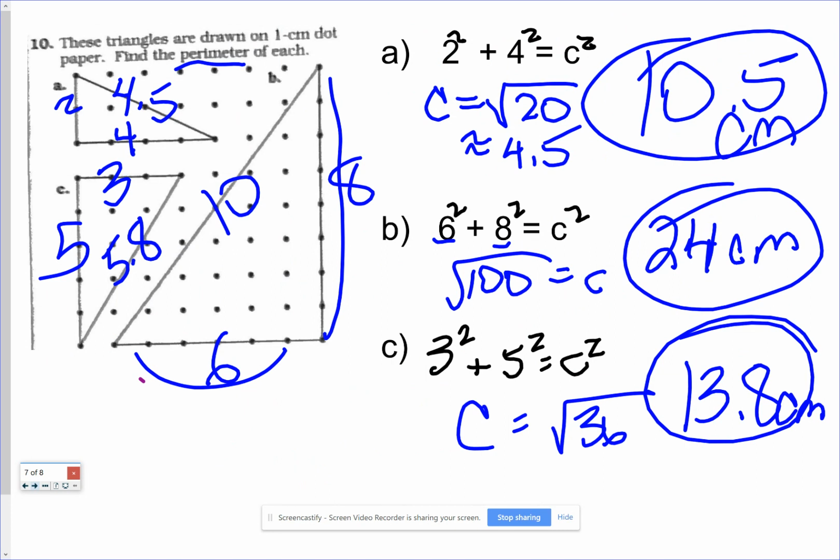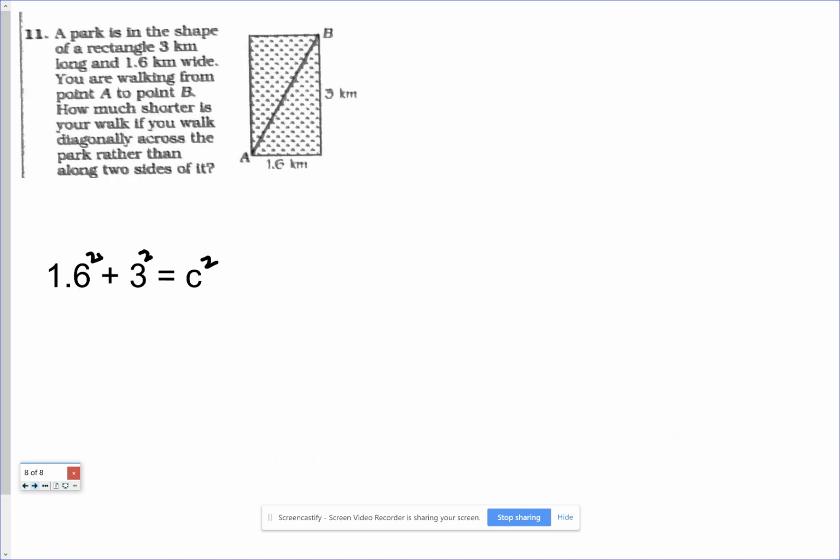All right, let's finish it up with this last question then. Okay, here's a park. It's shaped like a rectangle. You can see that you can basically take the sidewalk and walk all the way from point A to point B. So, great Pythagorean theorem question. Take 1.6 and square it. Take 3 and square it. And you should end up with something around 11 and 56/100. That's what C squared is.